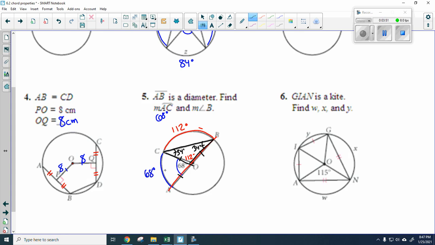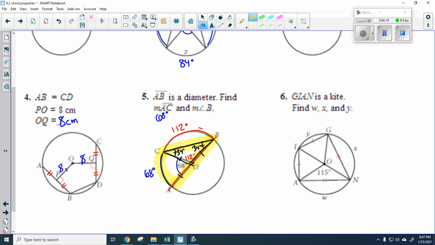Now just a little preview of what's to come. I don't know if you notice something here. Let me maybe highlight. This angle CBA is, remember, what we call an inscribed angle. And here's its intercepted arc. So I just want you to take a look at those numbers. We've got 34 and 68. Maybe notice a relationship between the 2. That's something that we'll learn very soon in another lesson.